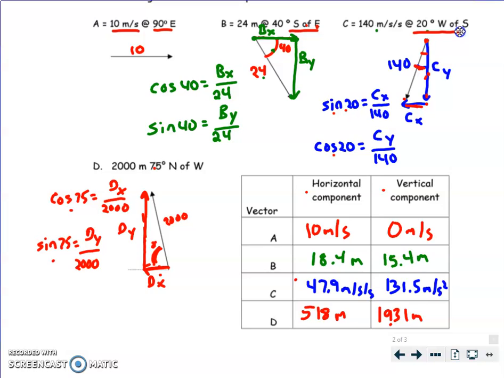Okay, so we will have a little bit more practice in class, and then when you come to class, if we haven't done so already, I'm going to show you how to do the same thing graphically using a protractor and ruler.